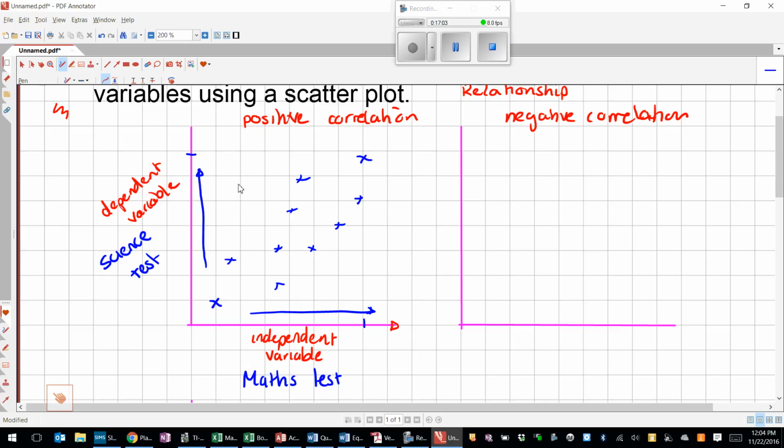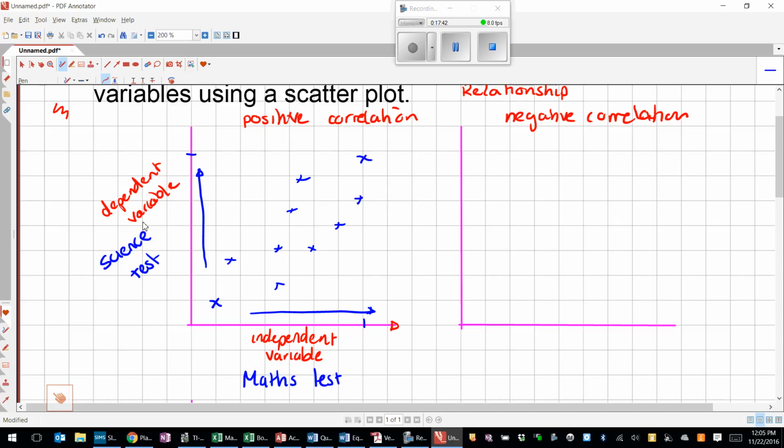Wait, I have a question. Instead of doing maths here and science here, could you just do different types of dots? Like you could draw some as stars and some as dots. But no, because these dots represent, in this case, a person. Each one is a person, with their science test and their maths test. How then do you do the independent variable? Well, in this case, there isn't one. We discussed it might not be.